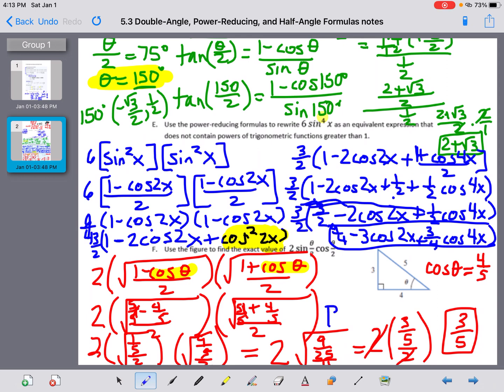All right, if you want to practice, I ran out of room here, page 614 to 615, number 3 through 66 by 3s. Okay, there's a good start, but definitely bring questions and anything you're not sure of to class. Good luck.